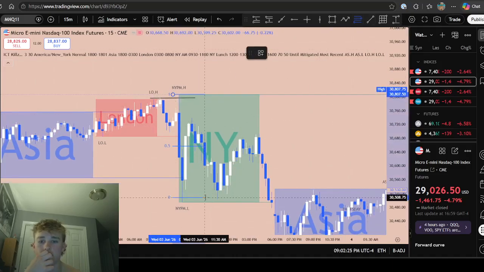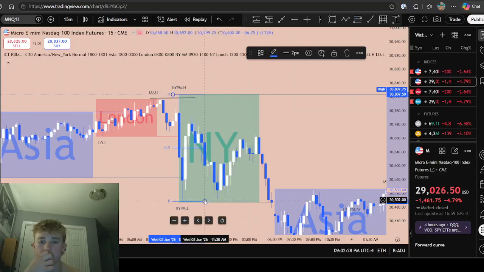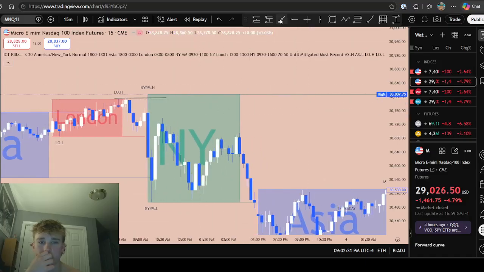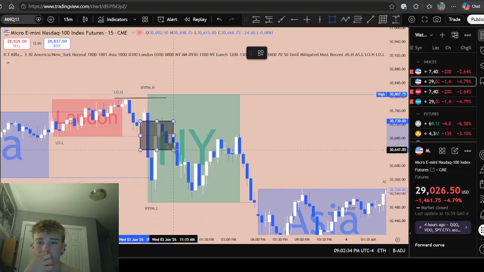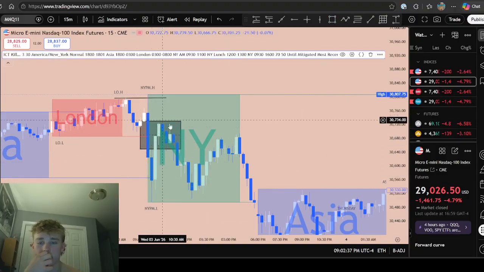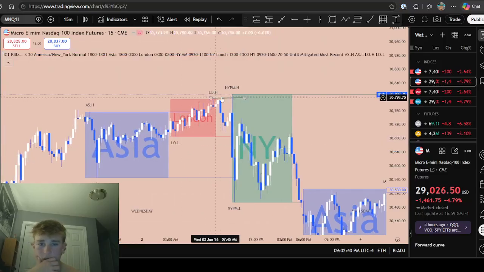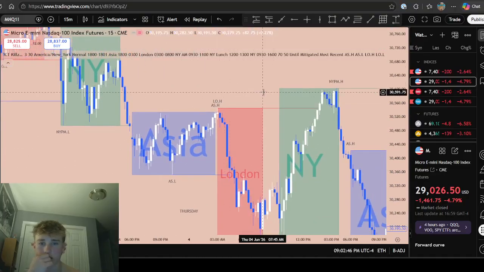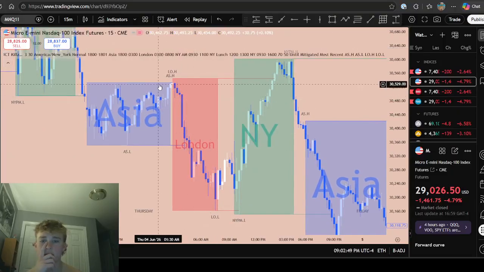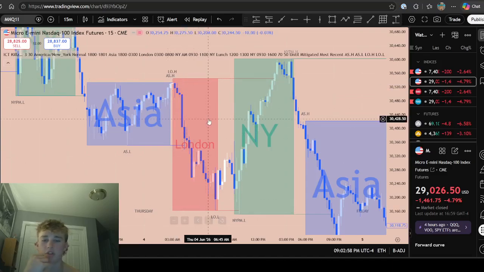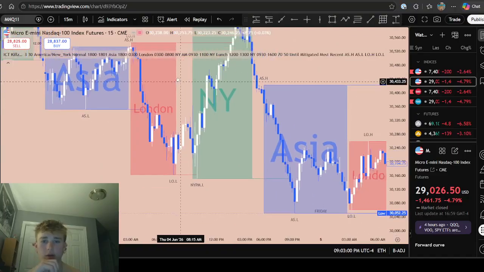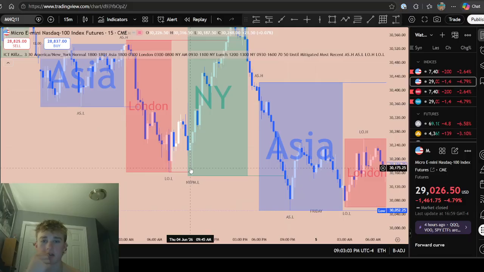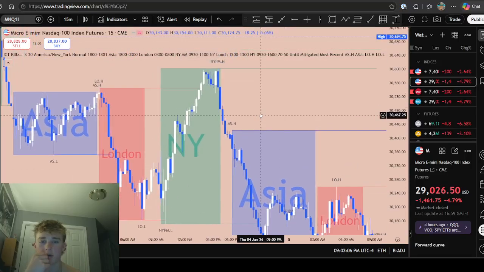We can go equilibrium, gets filled, pushes lower. We could go fair value gap, gets created, fills, pushes lower. So many things. And then after New York, it closes, and we get our Asia session consolidating again. See in this case right here, London sweeps the Asia high, gets a session sweep, pushes lower. Then the New York market opens, sweeps the London session, pushes higher.